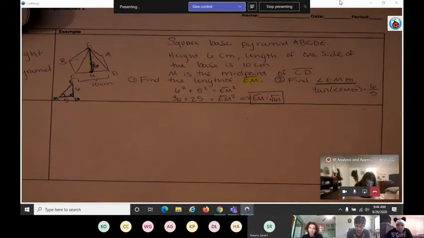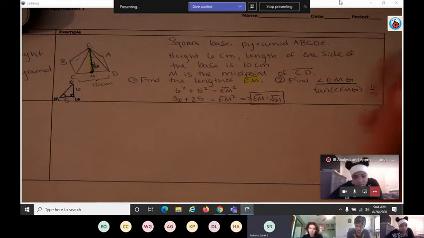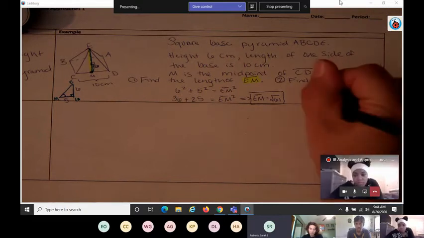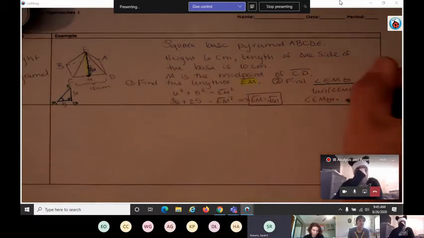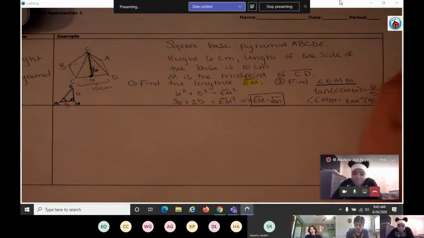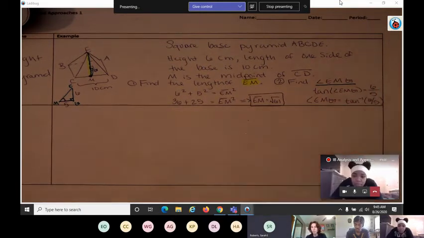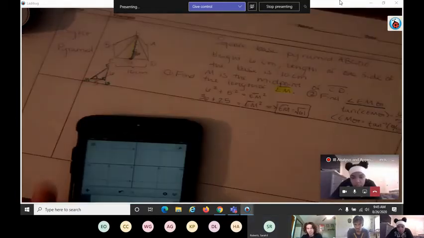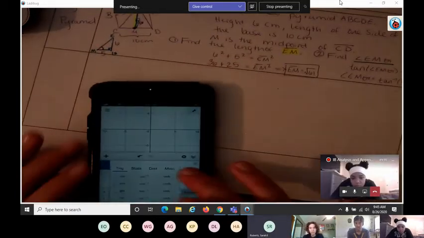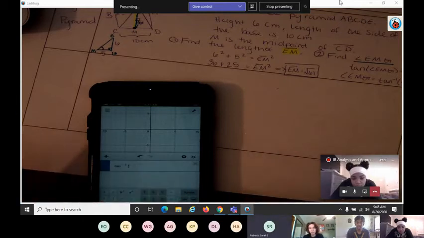Okay. To solve for angle EMG, we have to do the arctan of each side. So angle EMG is going to be tangent inverse of 6/5. And we can do that on our calculator. So we would look for a function. We would do tan inverse 6/5.